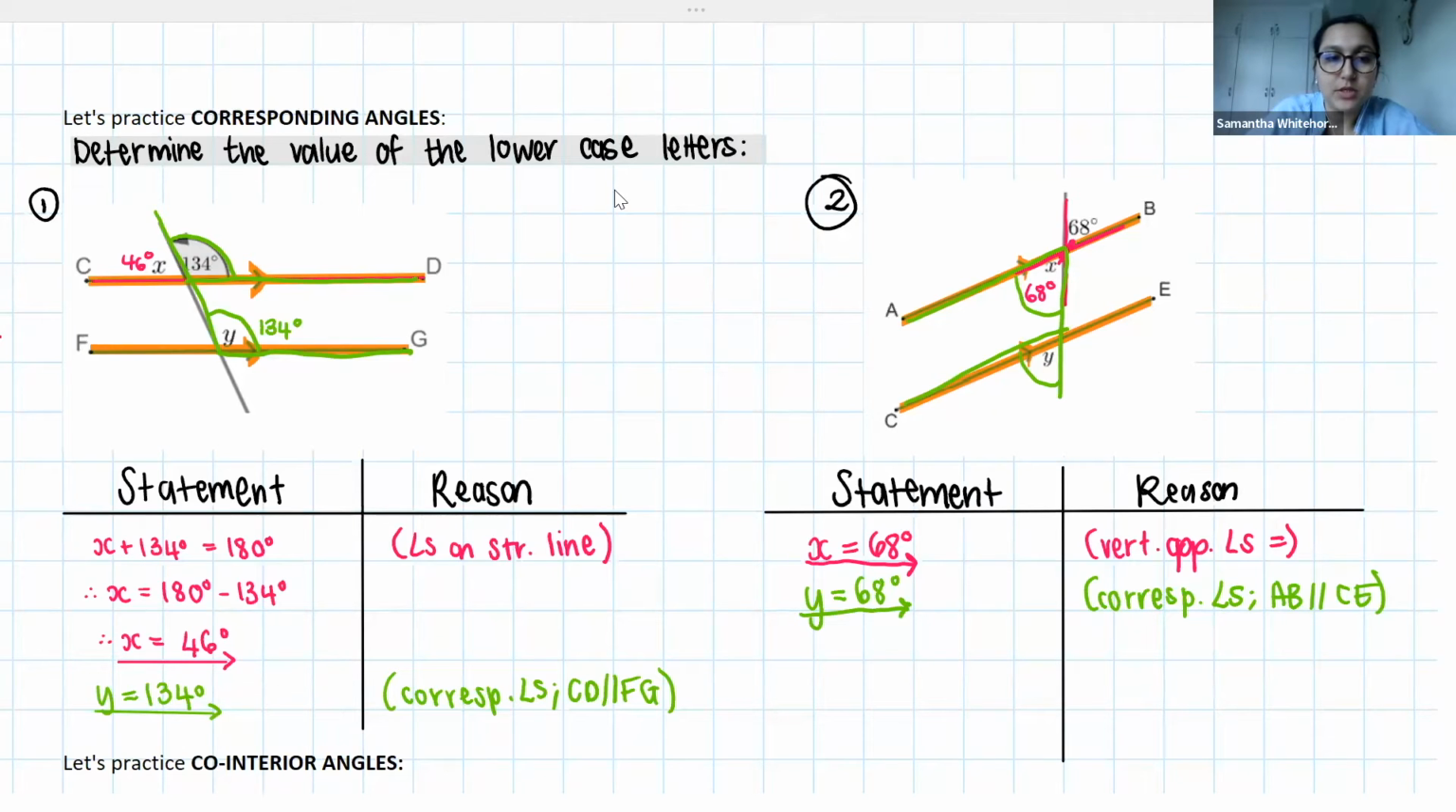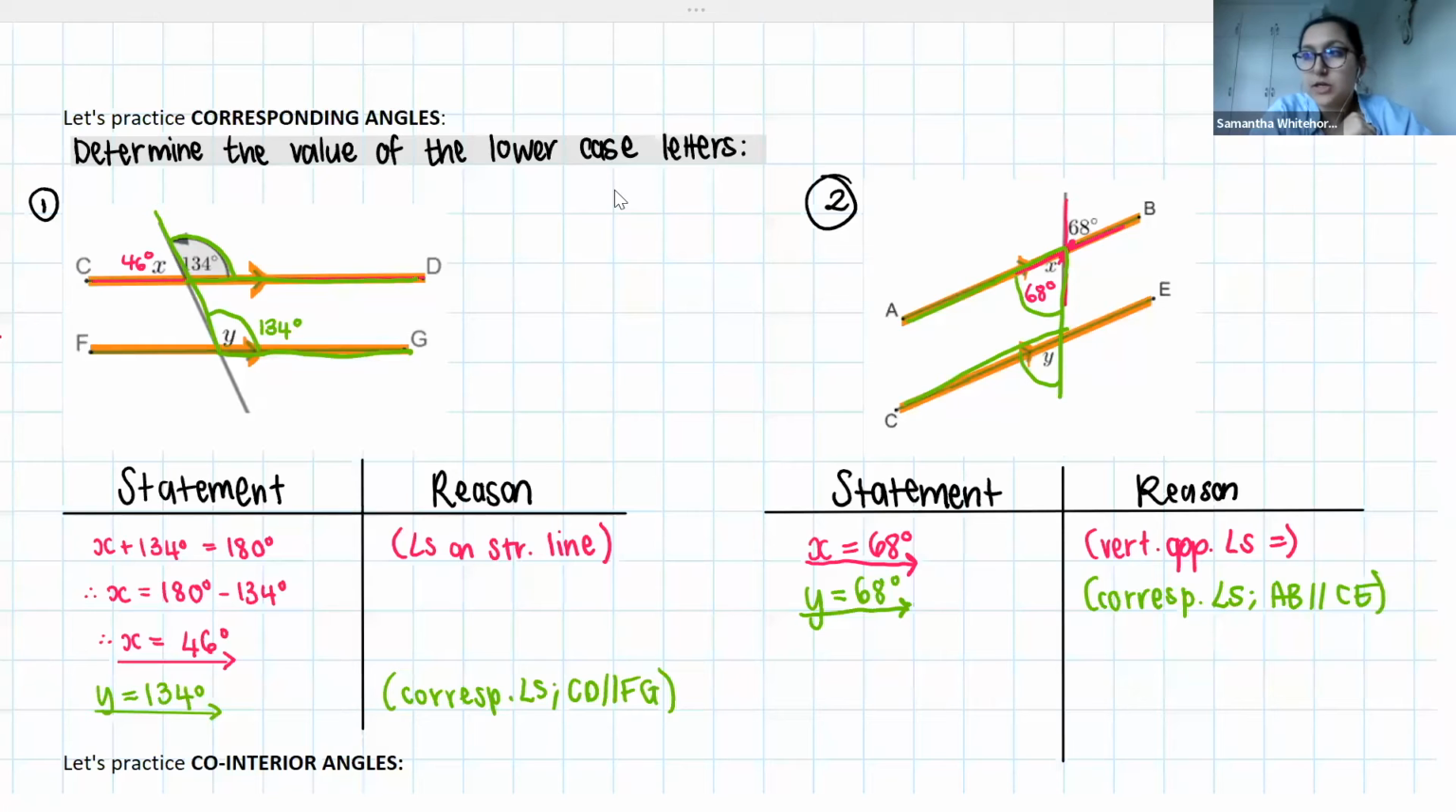Alrighty, so please make sure that you are checking your answers, that you're marking your answers. Again, there are different ways to go about this. This isn't the only reason or the only method that you can use to get your answer, but this is, again, the quickest way to get the answer. But X is equal to 68 and Y is equal to 68.